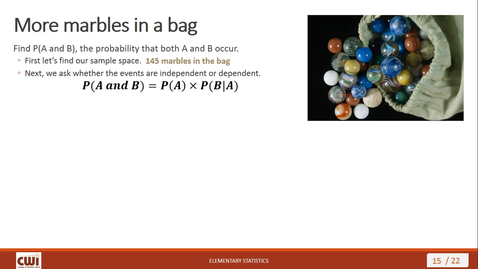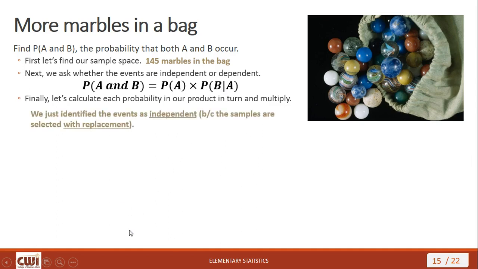So here's our equation. We're going to use the multiplication rule to calculate our probability. So first we're going to calculate the probability of A, and then we're going to calculate the probability of B given that A occurred first. So we calculate each one of these in turn and multiply them together. We just identified the events as independent. They are samples selected with replacement. Remember, with replacement means independent events.